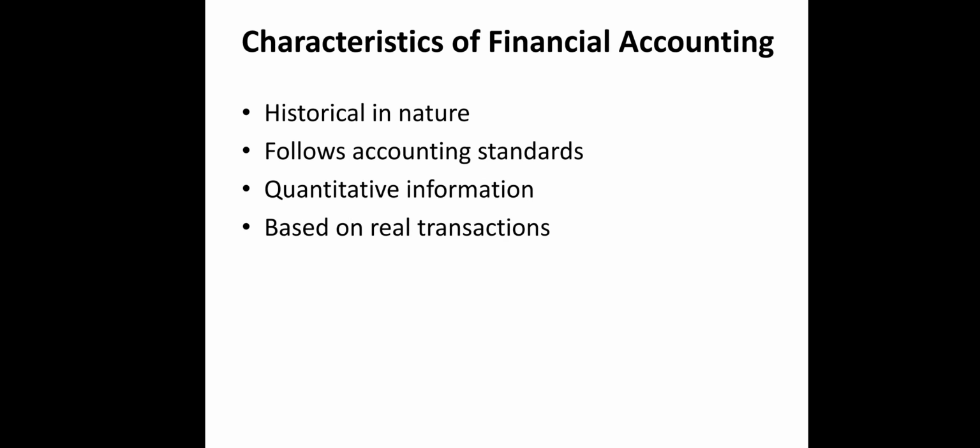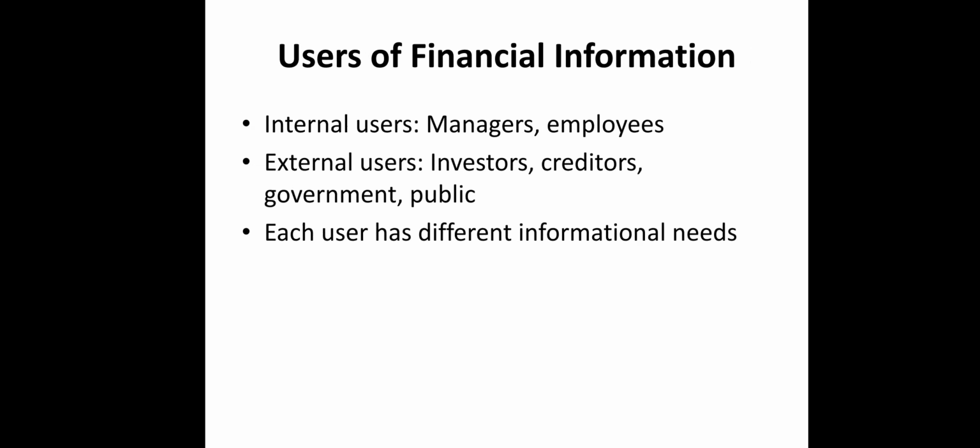So, what are the characteristics of financial accounting? Let's look at some key characteristics. It's historical, based on actual past events. It follows accounting standards, so everyone's reports are consistent. It records only quantitative, money-related data, and it's objective, meaning every transaction should have proof like a receipt or invoice.